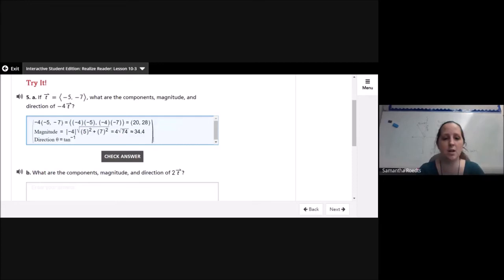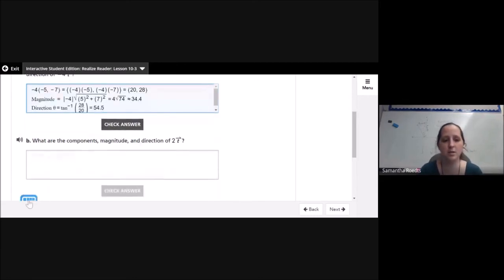Okay, and then my direction is theta equals inverse tangent of 28/20, which gives me 54.5 degrees.